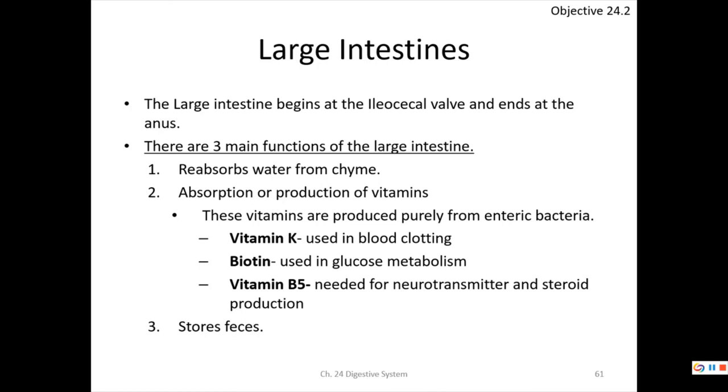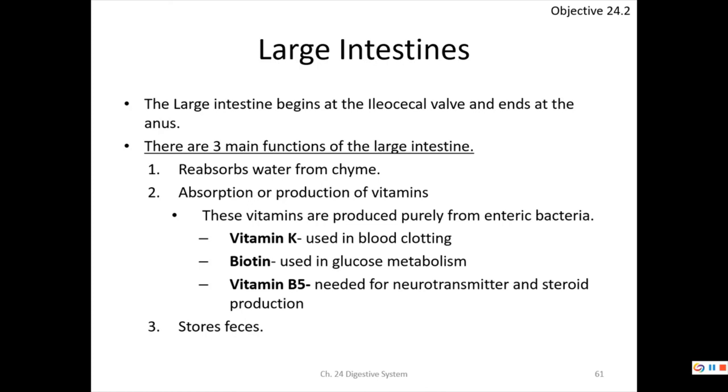We also absorb or produce nutrients. Our body produces these vitamins: vitamin K, biotin, and B5. Vitamin K is needed for blood clotting, otherwise you will bleed. A baby usually doesn't have that ability to produce it because they haven't been eating, their bacteria haven't colonized the gut properly. So we give them a vitamin K shot so they don't bleed to death when they leave the hospital.